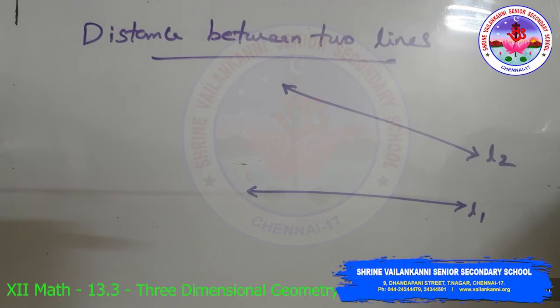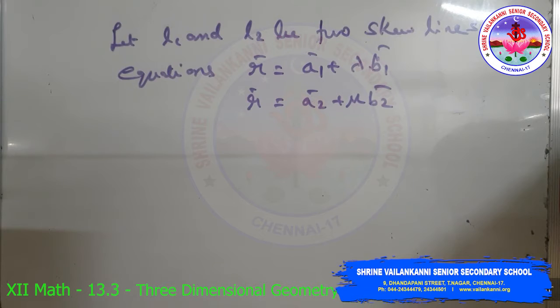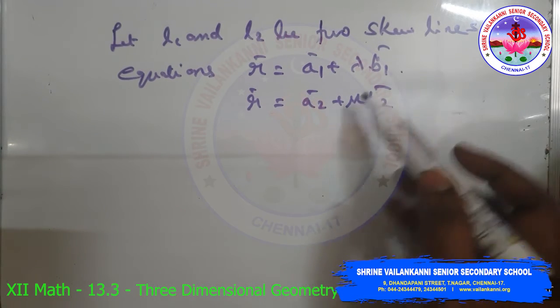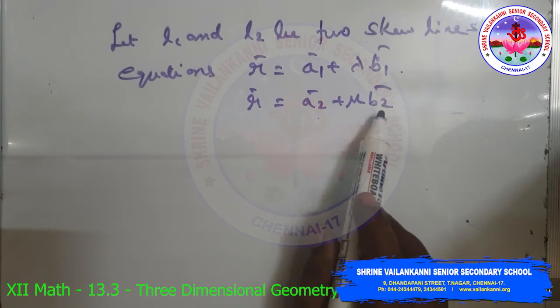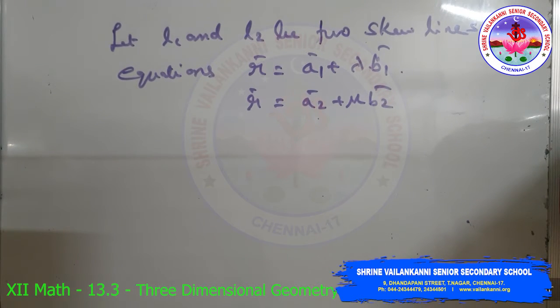Distance between two skew lines. We now determine the shortest distance between two lines. Let L1 and L2 be the two skew lines. That means they neither intersect nor are parallel. Let L1 and L2 be two skew lines with equations r equal to a1 plus lambda b1 and r equal to a2 plus mu b2.